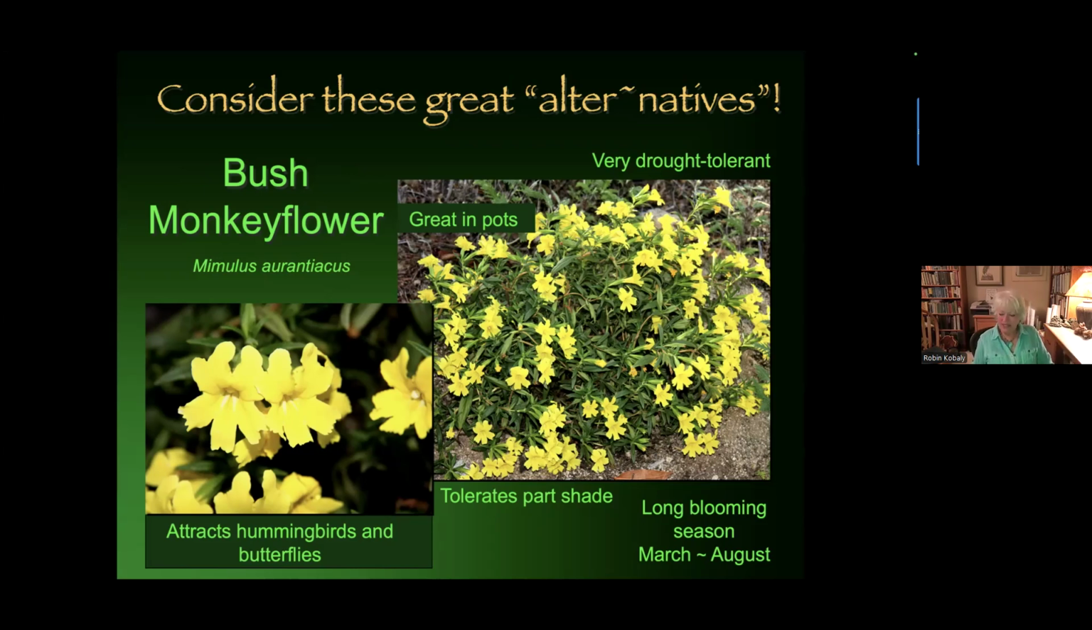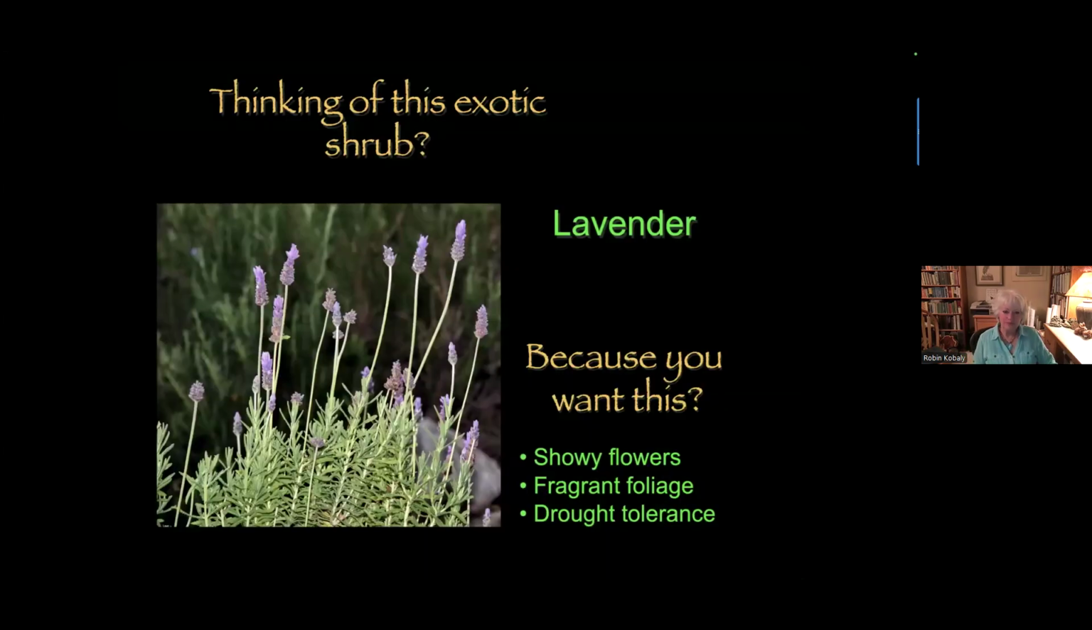It does have a long blooming season from March to August, and that's really nice. It's just a beautiful plant, and you can get this in yellow, pink, red, orange. So there's a lot of different colors that you can get.